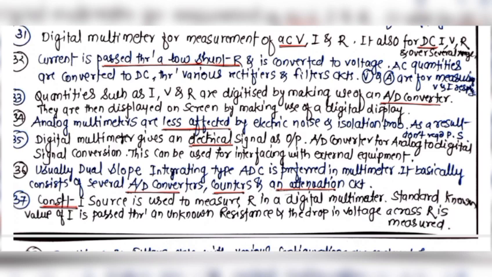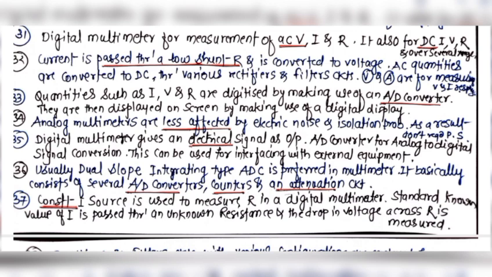Digital multimeter gives an electrical signal as output. AD converter for analog to digital signal conversion. This can be used for interfacing with external equipment. Usually, dual slope integrating type ADC is preferred in multimeter. It basically consists of several AD converters, counters, and attenuation circuit.